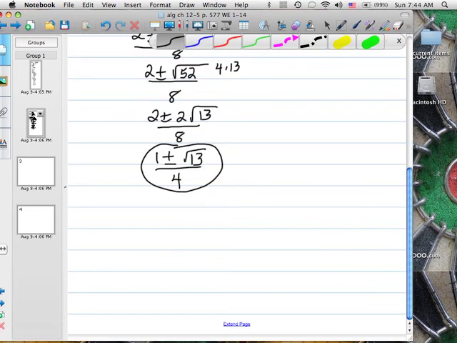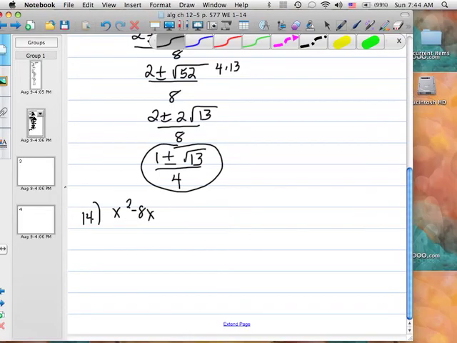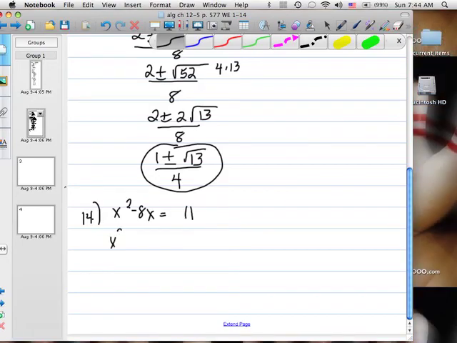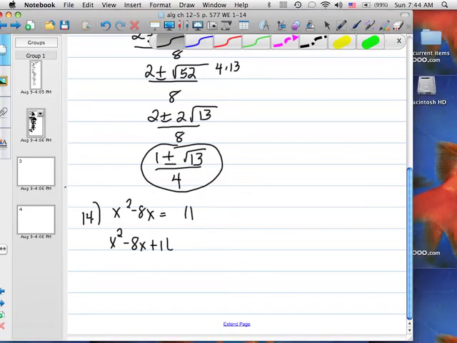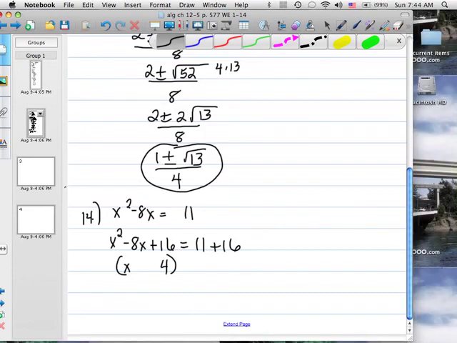And problem number 14. We have x squared minus 8x equals 11. I would use completing the square since the coefficient here is 1 and this is even. So half of 8 is 4. 4 squared is 16. So I add that to both sides. Square root of x squared is x. The square root of 16 is 4. And the middle term is negative, so it has to be minus 4.